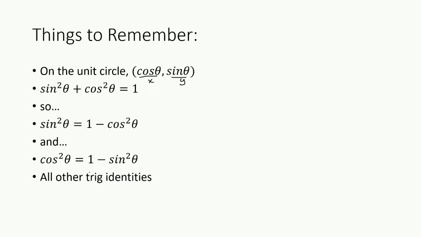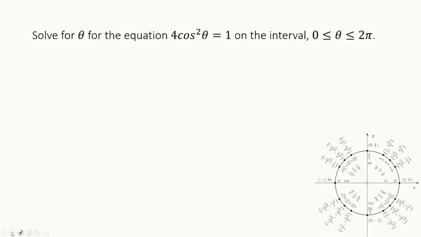Then you need to remember all trig identities, but one of the really important ones is this right here: sine squared of theta plus cosine squared of theta equals 1. You can move these over. You can move sine squared of theta over and make cosine squared of theta equals 1 minus sine squared of theta. Or you can move cosine squared of theta over and make sine squared of theta equals 1 minus cosine squared of theta. That stuff you should already know, so let's get into the problems.